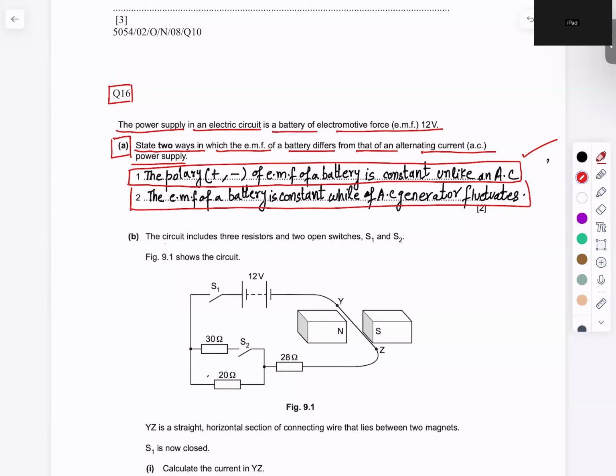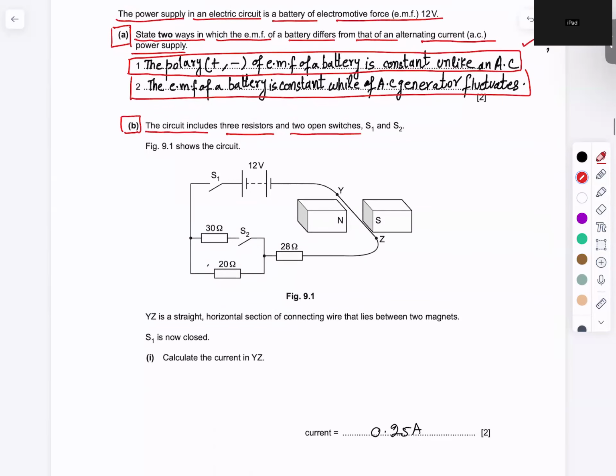Now let's come to part B of the question. The circuit includes three resistors and two open switches S1 and S2. Figure 9.1 shows the circuit. YZ is a straight horizontal section of the connecting wire that lies between two magnets. S1 is now closed. Calculate the current in YZ.